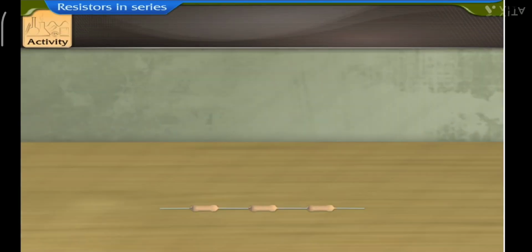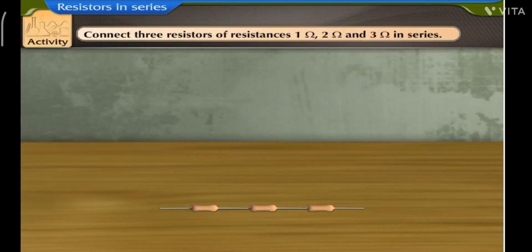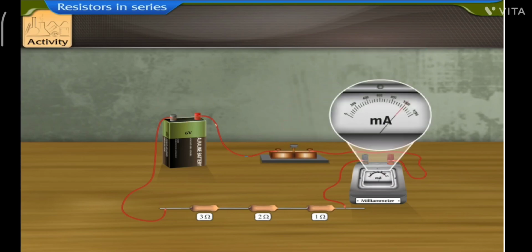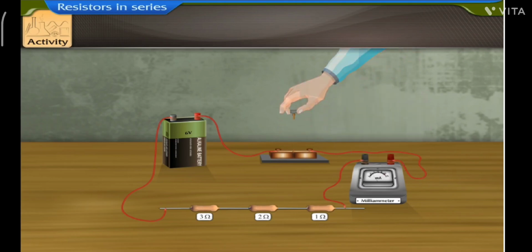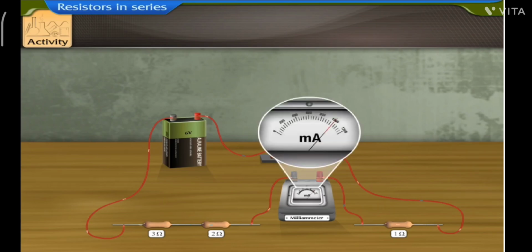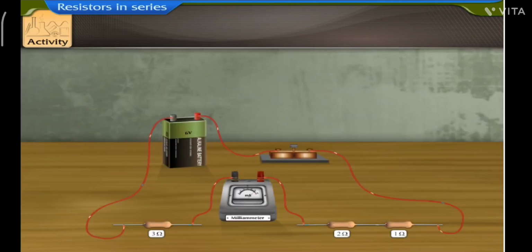Activity: connect three resistors of resistances, say 1 ohm, 2 ohms and 3 ohms, end to end, that is in series. Now, connect them to a battery of 6 volts through an ammeter and a switch. Plug the key. Note down the current flowing in the circuit using the ammeter. Now, unplug the key and change the position of the ammeter in between the resistors. Again, note down the value of current. Change the position of the ammeter one more time.